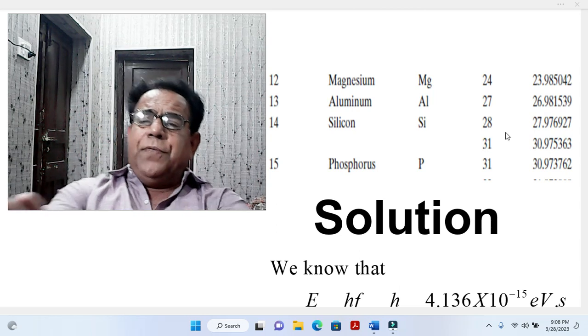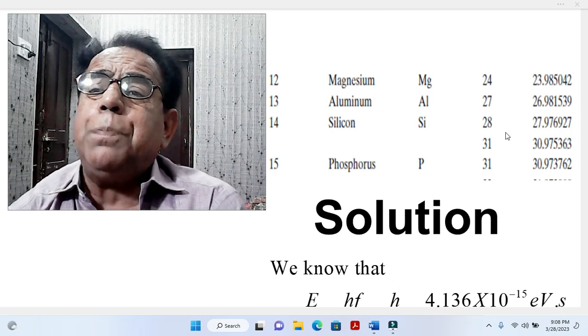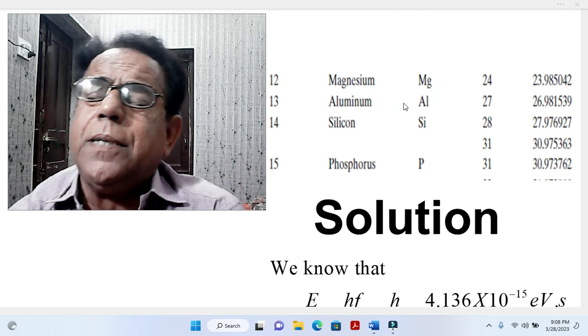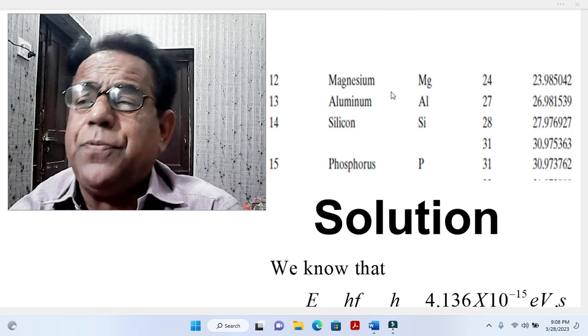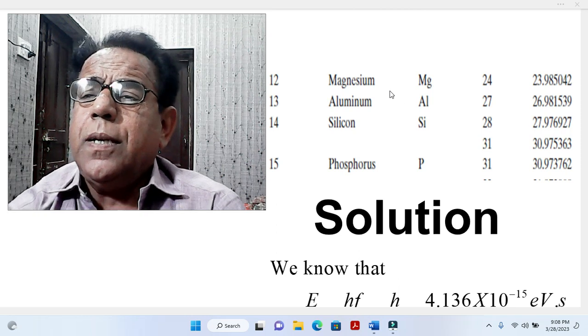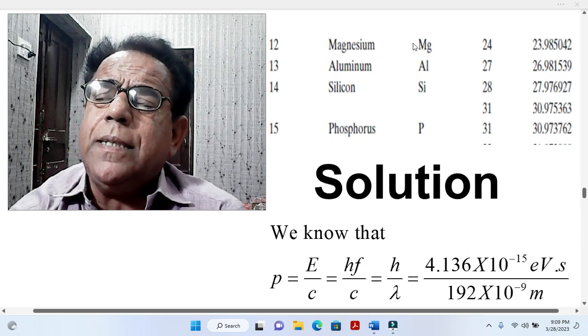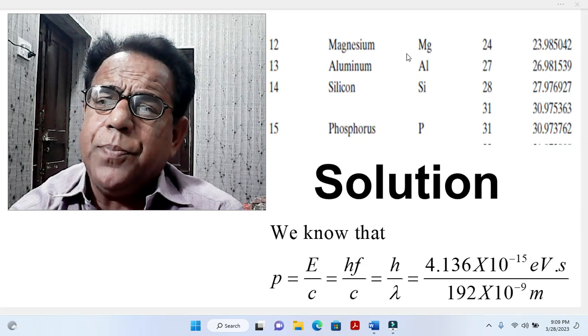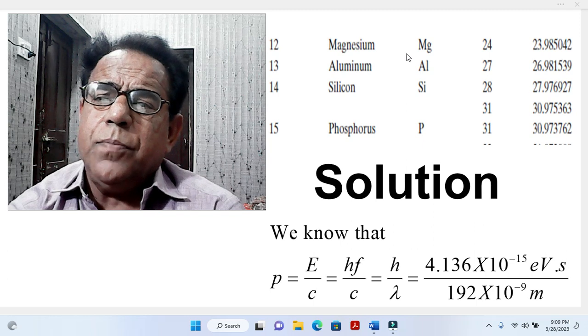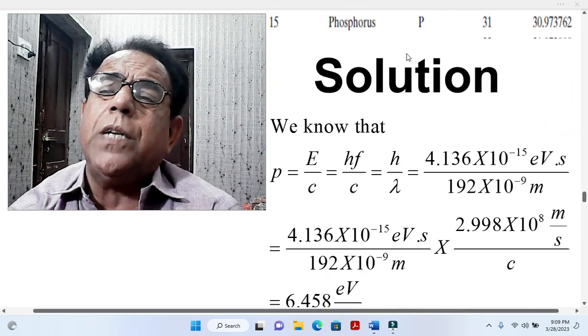Dear students, we can take snapshots of such tables from hundreds of books, but only one is quite sufficient. It was just as a practice. Okay, now we come towards its solution.